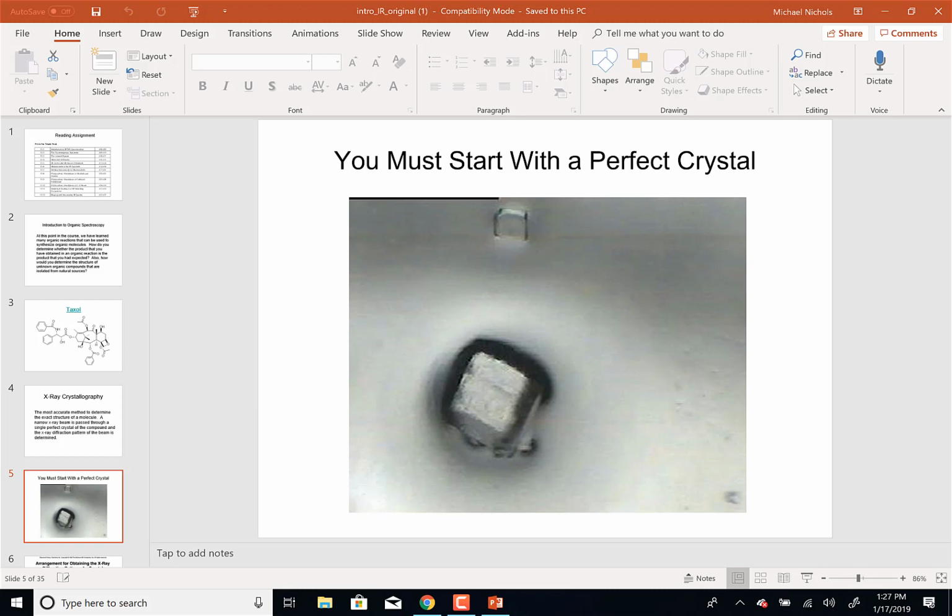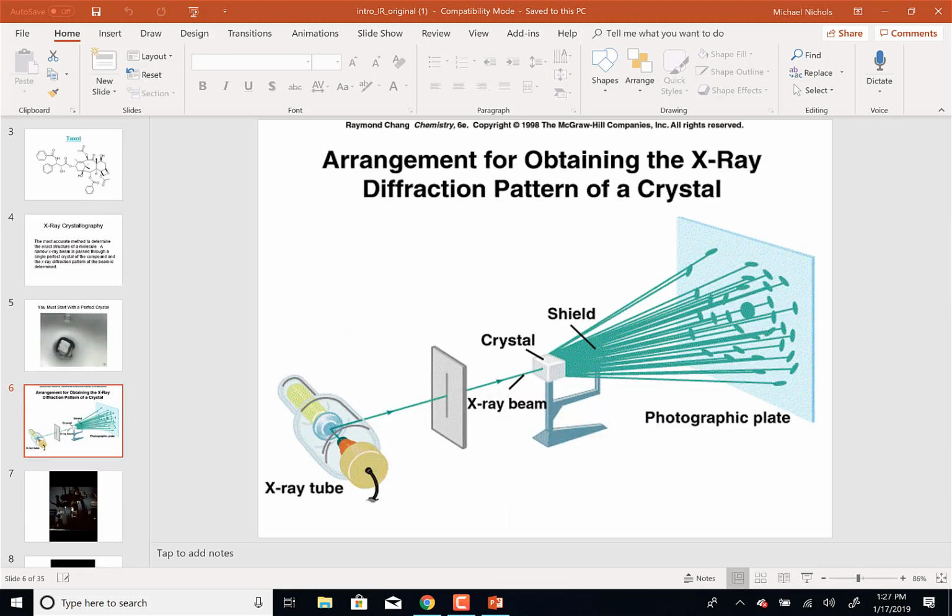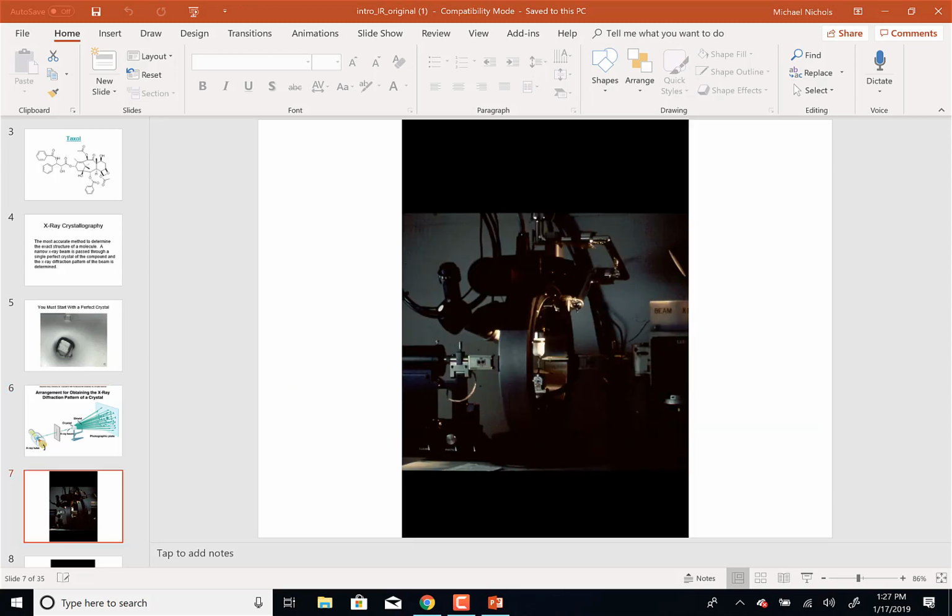So if you can get a little crystal of it, which they were able to do for Taxol, you take an X-ray beam and you pass it through the crystal, and the X-ray beam diffracts into all these different beams. And then it's just pure math and computers that take the intensity of each one of those beams along with its orientation and reconstruct the molecule and reconstruct the structure so that you end up with a structure like I'll show you in a moment.